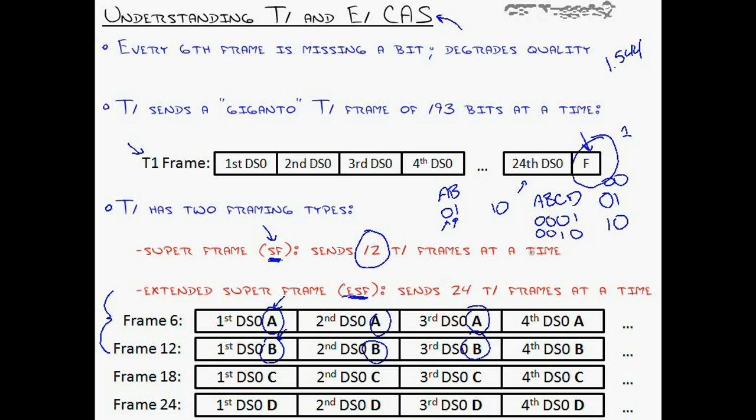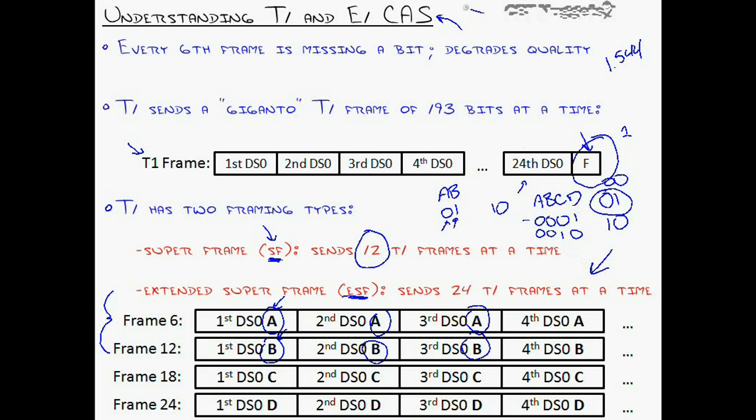Superframe is all but obsolete. Just about every carrier uses extended superframe. So let me go back to what I was saying just a moment ago. I can't say what each of these means. I can't say 0001 means the phone is on hook, or if I'm using superframe, I can't say 01 means on hook, because it depends on what kind of signaling I'm using. This is a type of framing, not a type of signaling.